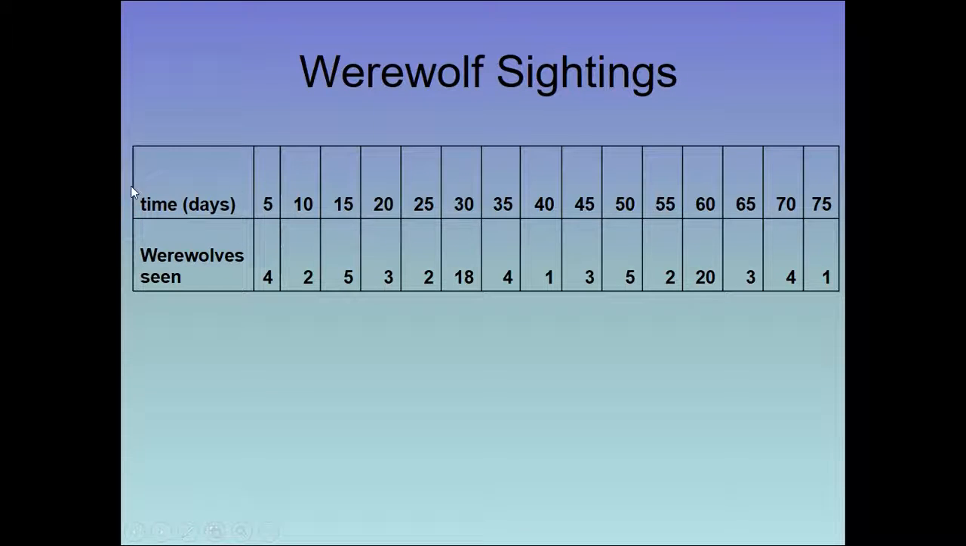So this row is time and days. Because I didn't see a werewolf every single day, I just recorded the number I'd seen every 5 days. So, for example, after the first 5 days, I had seen 4 werewolves. This way, I don't have a data table that goes all the way up to 75 boxes on it. After 10 days, I had seen 2 more. The next 5 days, I saw another 5, etc., etc.